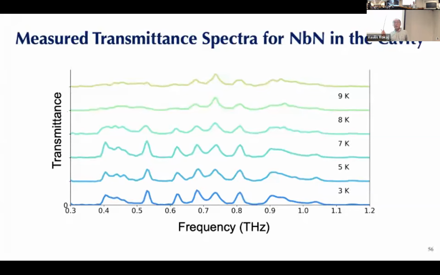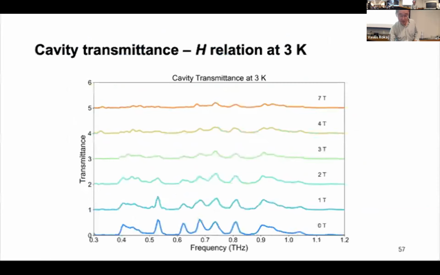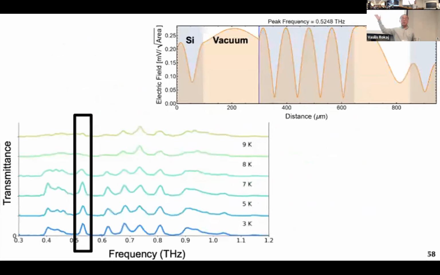By the way, two delta is around here, 0.6 terahertz. So this is a region of interest. These are not very important. As you can see, things are changing here. We also did some magnetic field dependence, so when you go through the HC2, the spectra change. So there are multiple modes we can study.